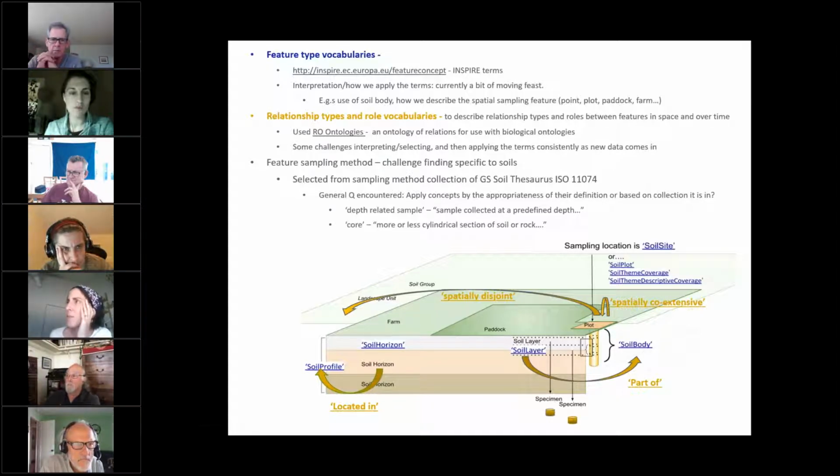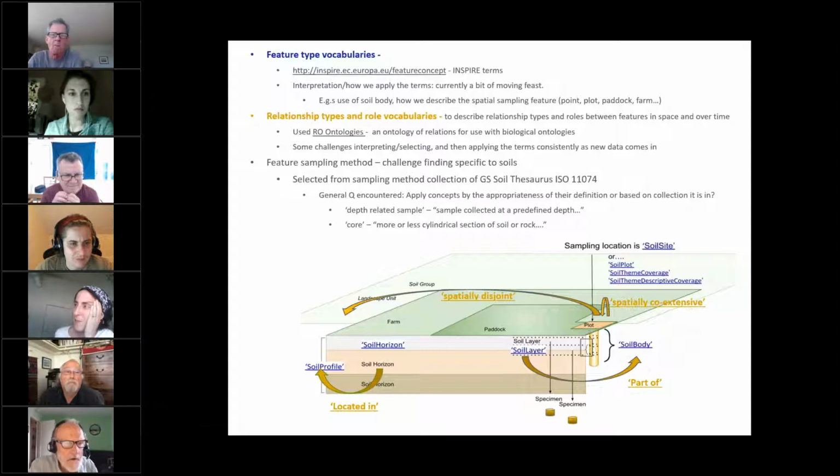The relationship type role vocabularies, we're using relationship ontology. Some of those are a little challenging to interpret and select, and you'd hope the user would never have to see those definitions, but yeah, applying them is a little bit of a challenge. Sampling methods I've found, and you guys will probably give lots of feedback here, hopefully, or flick us a message, but I find the sampling methods a little hard to find and interpret.